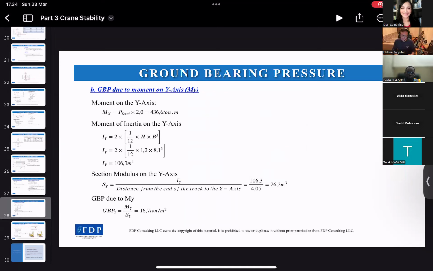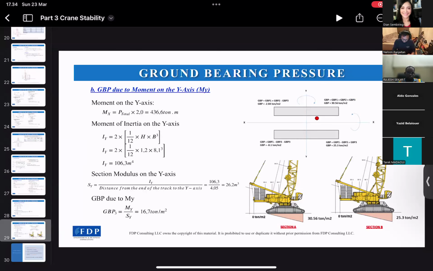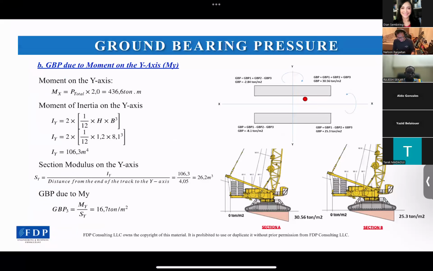GBP1 is the normal pressure, the one we calculated in the beginning. Correct. Could you please repeat the positive and negative? I'm a little bit confused about this one. Okay, no problem.